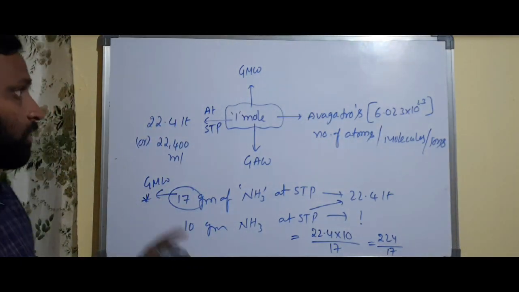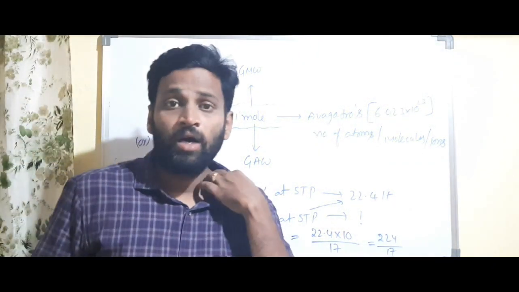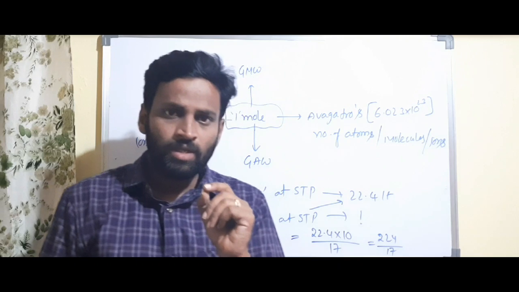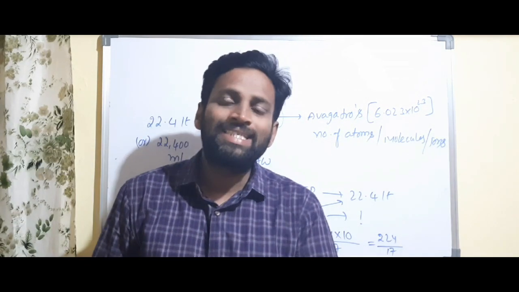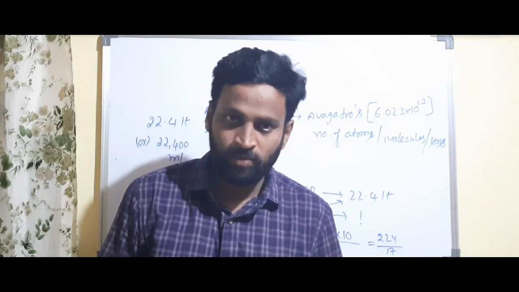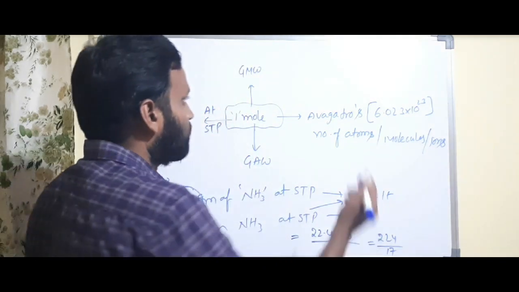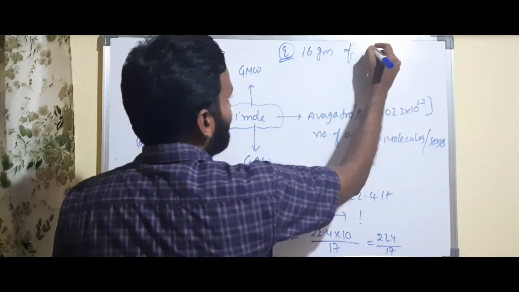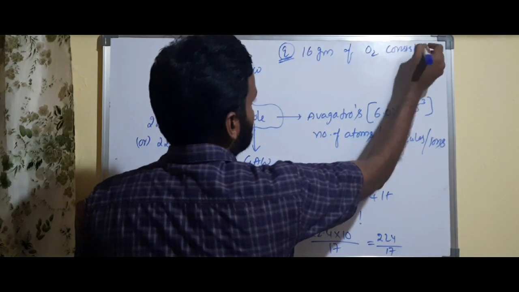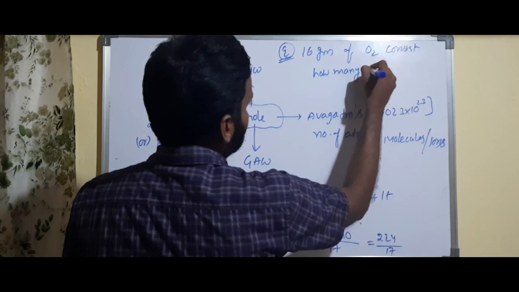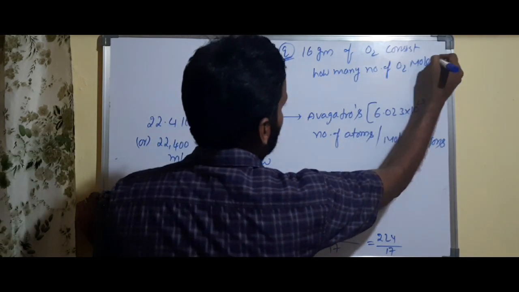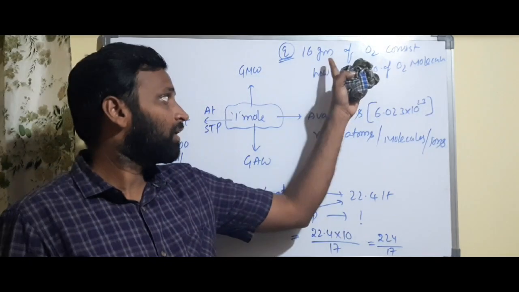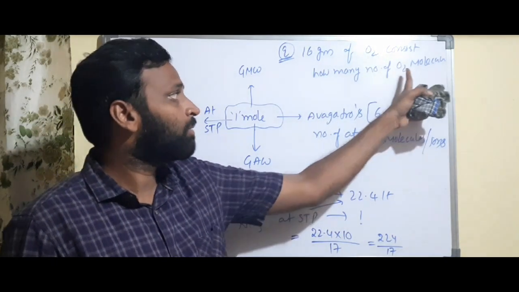Okay, so this is about the number of moles. I'll ask you one more question. You have to say the answer in the comment box. Avogadro number of O2 molecules has a mass of 32 grams. Then 16 grams of O2 has how many molecules? That is the question you have to answer. 16 grams of O2 consists of how many O2 molecules? At least in our WhatsApp group you have to tell me this answer.